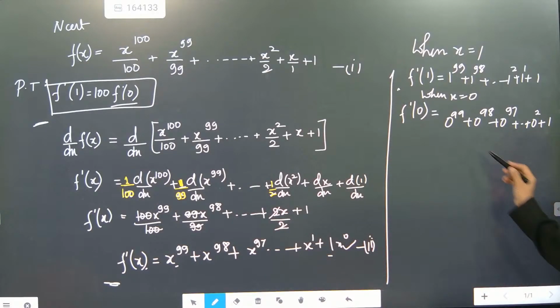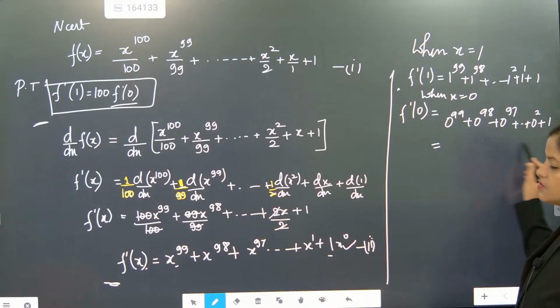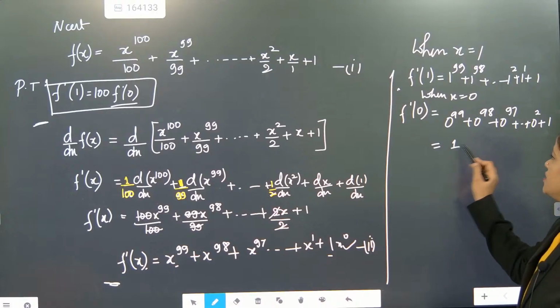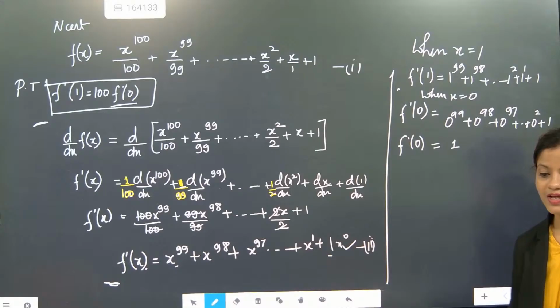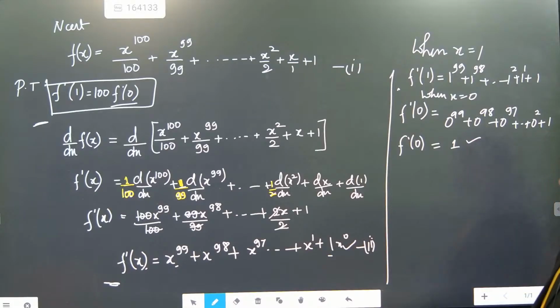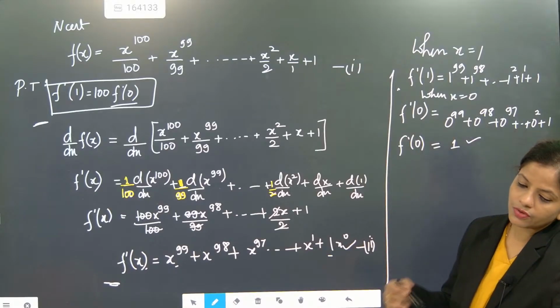Okay, so the moment you put 0, all are 0, 0, 0, 0, 0, 1. So that means, what is the value of f dash 0? The value of f dash 0 is 1. Got it? Now they told us to prove this part.